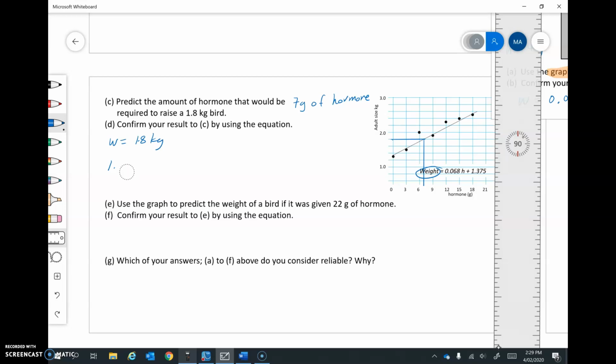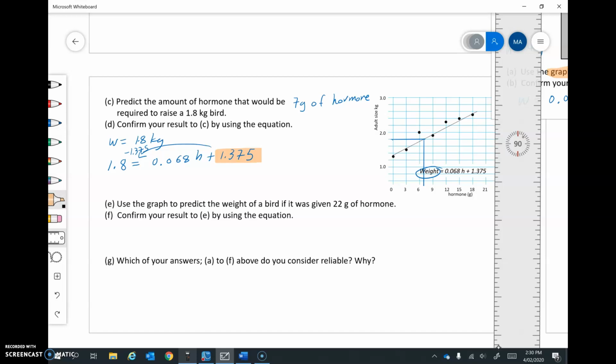1.8 equals 0.068 H plus 1.375. So now to rearrange this, we need to bring the 1.375 over first and then the 0.068. So they're going to do the opposite on the other side to what they're doing on this side. So this 1.375 is going to come over and become the opposite of plus, which is minus, so negative 1.375.